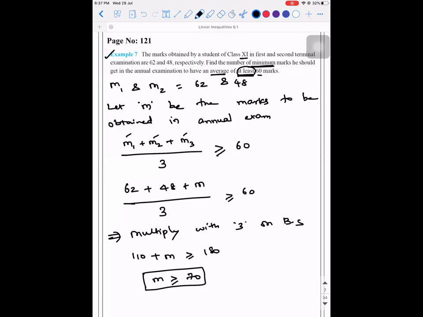So the minimum marks you need to get in the annual examination is 70. You can get 70 or more than that. Okay, they didn't ask us to plot, no? If anyone is having a textbook, verify the answers also. Wait, I will open it.